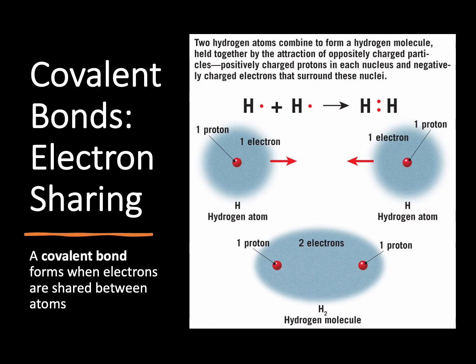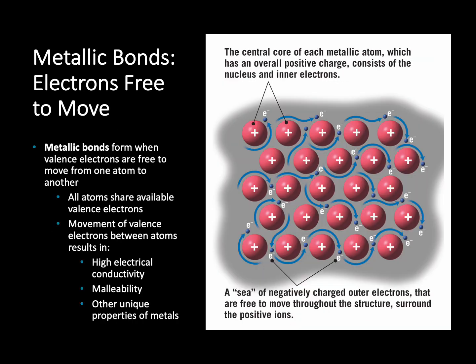Our second type of bonds are covalent bonds, and these are a lot different from our ionic bonds. Here we do not see that there's giving or taking of electrons. Instead, we're going to have two atoms combining together and sharing their electrons between two atoms. And our third type of bond is a metallic bond. These are what create our electronics.